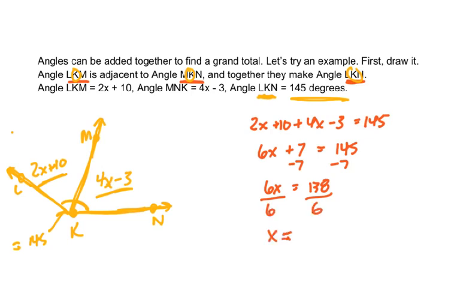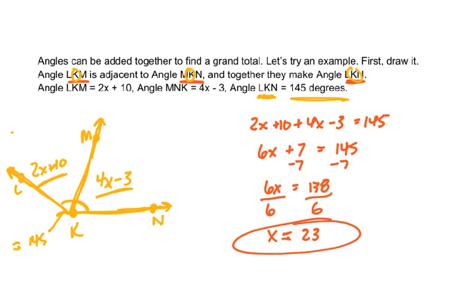If you use a calculator, you would find out that that is 23. And this is not in degrees because x is not the angle. It didn't ask us to plug it into anything. If it asked me to find LKM, I would plug x back in. But it didn't ask me to do any of that, so x is 23. So the steps are, draw a picture if you don't have a picture, and then add them together, equal to the big angle, and solve for x.